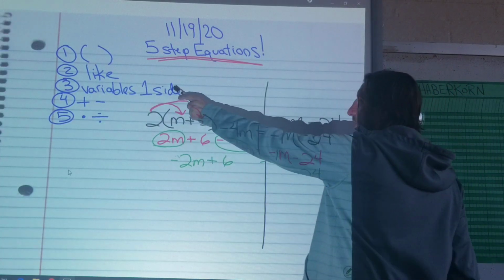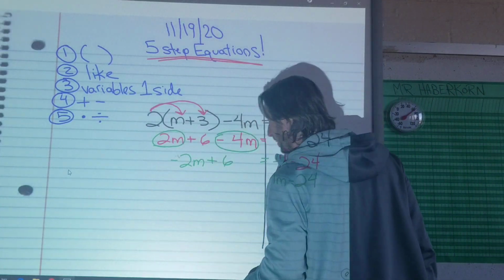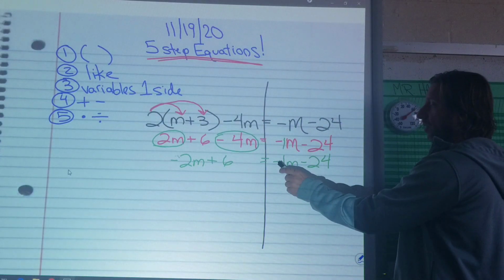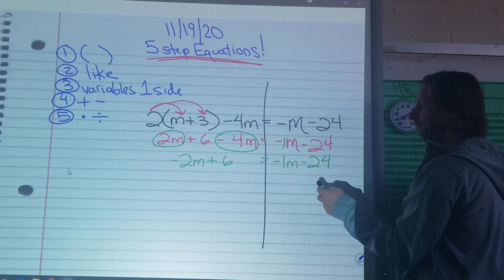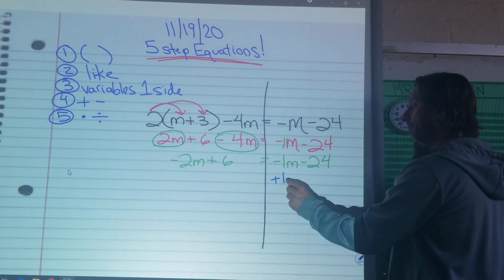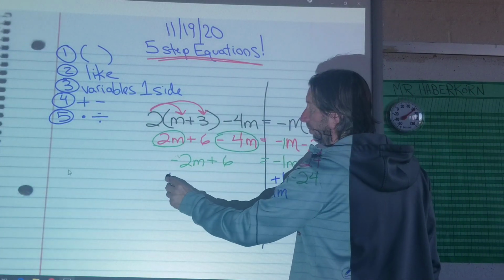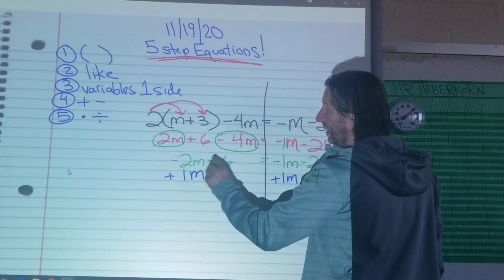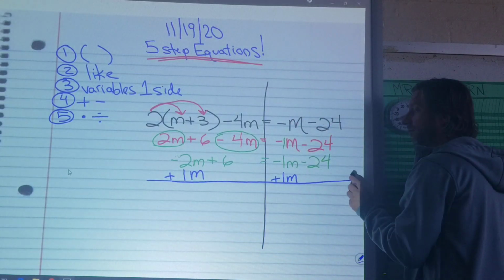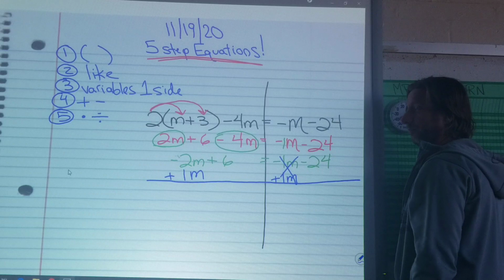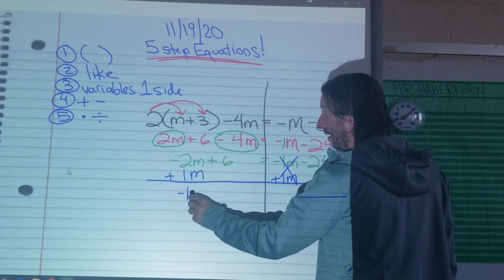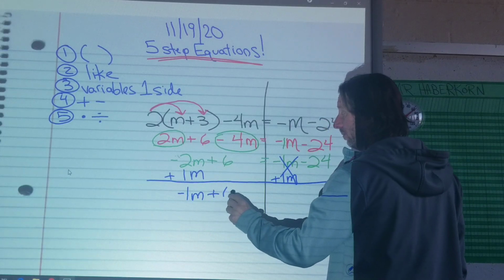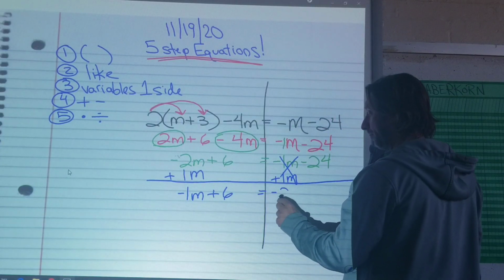Now we're going to get variables on one side. Now I've taught you guys to get rid of the 1 on the right. So when you get rid of this -1m, it was just -m, but I put a 1 there. So we're going to add 1m. Notice I did not add it to the 6. Okay, so those are gone. -2 plus 1 is -1m, right?